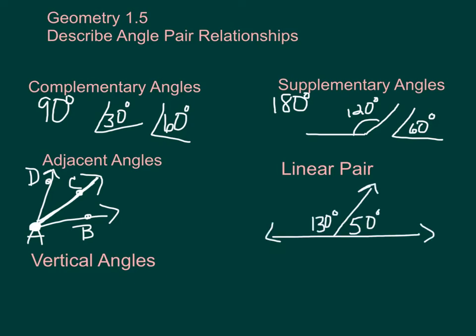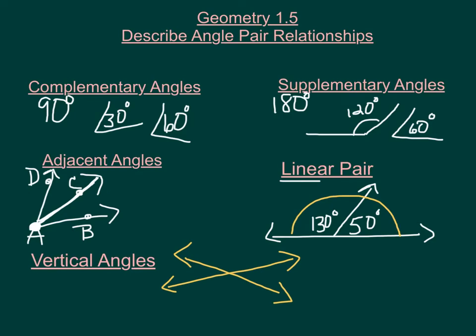A linear pair. The base word of linear is line, so we're looking for two angles, or a pair of angles, that make a line. Remember that a line has 180 degrees. So when we look at this line right here, we know that any straight line has 180 degrees. So if that line is cut into two angles, into a pair of angles, we have a linear pair whose sum of the degrees must equal 180 degrees.